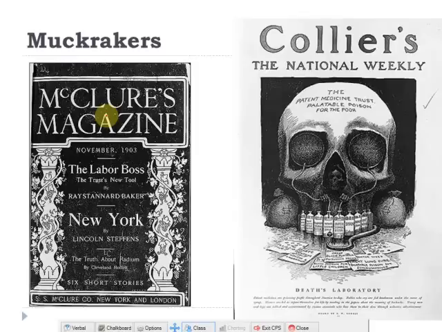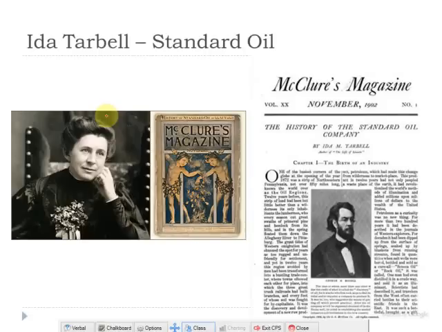In any case, folks, these were very serious magazines. And the examples of muckrakers include Ida Tarbell. Ida Tarbell was a muckraker that uncovered corruption at Standard Oil.